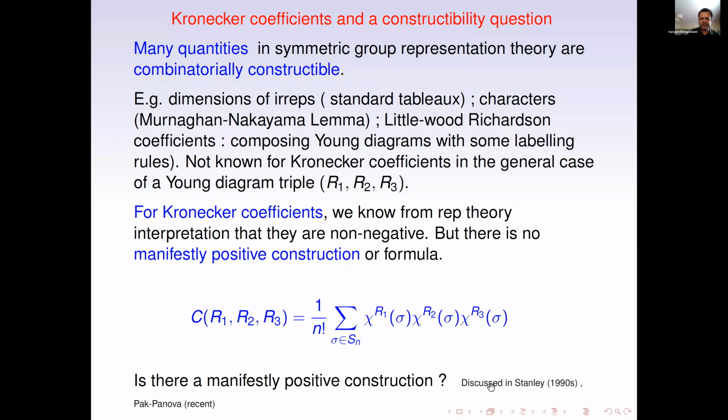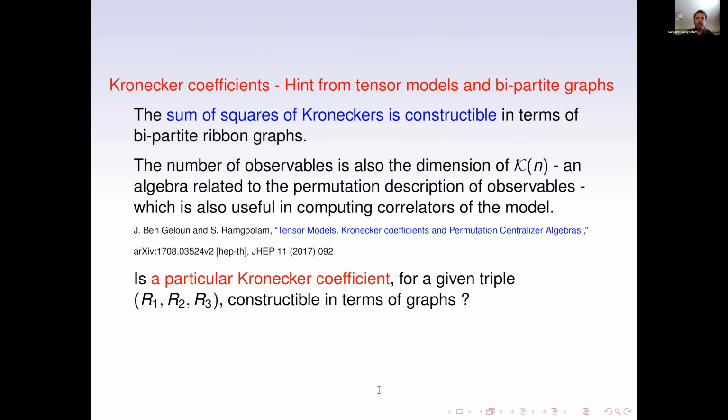This question has been discussed in mathematics recently, and has been of some interest in connection with computational complexity. From the formula we just saw, it looks like the sum of the squares of Kroneckers is constructible in terms of bipartite ribbon graphs, because the sum of squares is the dimension of this algebra. There's a basis for this algebra in terms of bipartite ribbon graphs. So you just count bipartite ribbon graphs with n edges, and you get that sum of Kronecker squares.